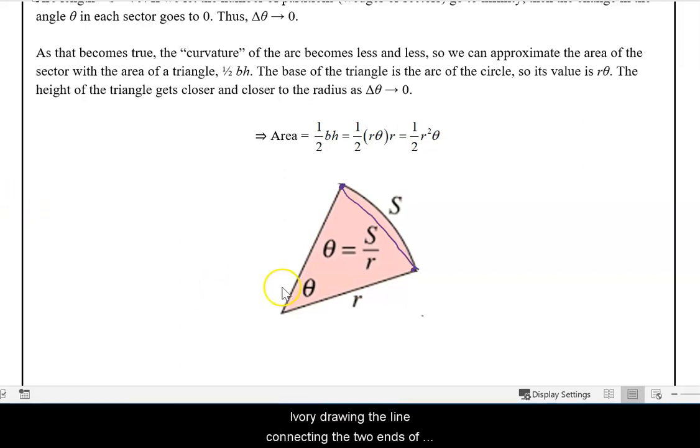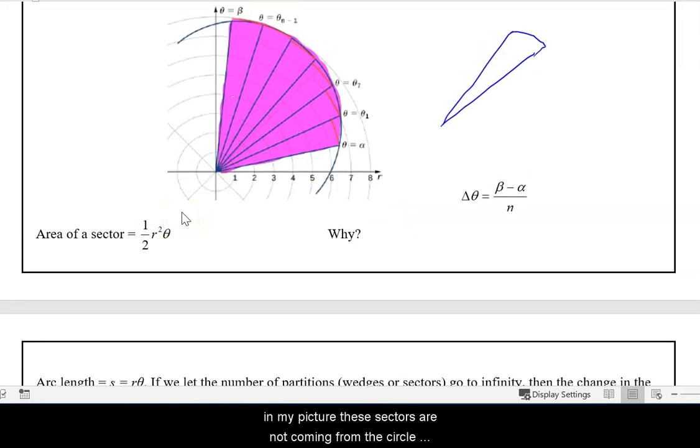Again, we're cutting off sort of the edge of the piece of pizza, and we're creating a triangle. I've redrawn the line connecting the two ends of the curved crust in a way to exaggerate where it is. It's actually much closer to the arc than it appears in the picture. If I look at this now, because it comes out of a circle, that means that this is essentially an isosceles triangle. However, in my picture, these sectors are not coming from a circle because the shape that I'm trying to approximate the area inside of is not a circle. That means that these ends, while curved, are not exactly the edge pieces of a circle.